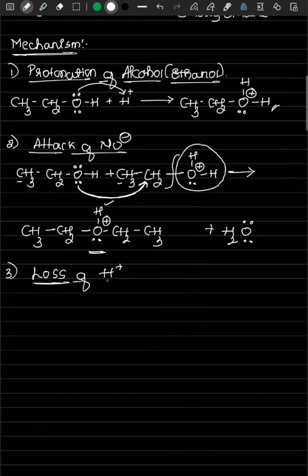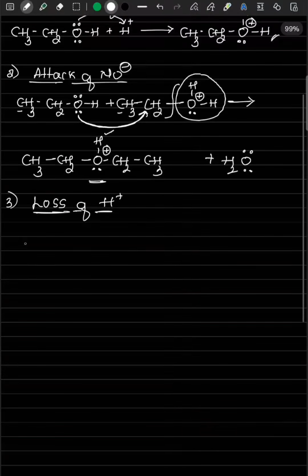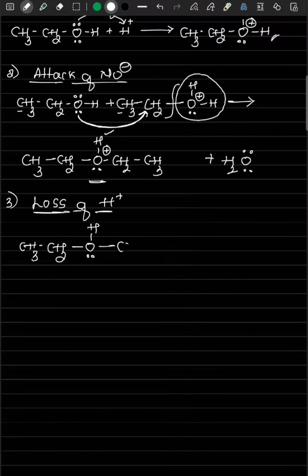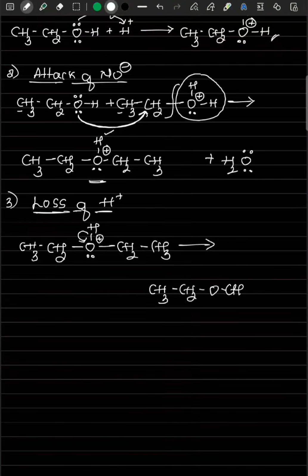So we are writing it as the loss of a proton, loss of H plus. Eventually, what will happen? I take the same protonated ether, that is CH3CH2OH dot CH2CH3, where the positive charge will be there. It will lose a proton, this bond will be broken, and H will go as H plus. So you will be getting CH3CH2OCH2CH3, with the lone pairs, and H plus will be back. This we call ethoxy ethane.